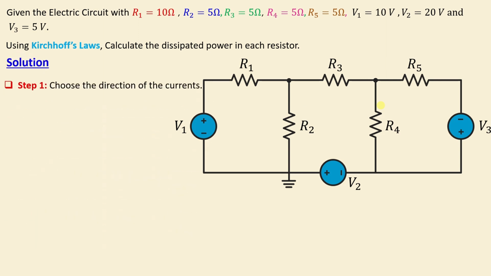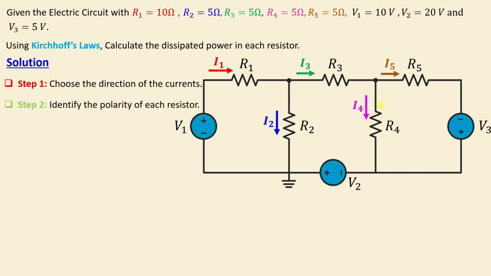First, step 1 is to choose the direction of the currents. This is the direction of I1, the current through the resistor R1, I2 is the current through the resistor R2, I3 is the current through the resistor R3, I4 is the current through the resistor R4, and finally I5 is the current through the resistor R5.